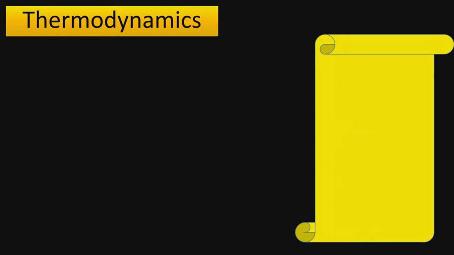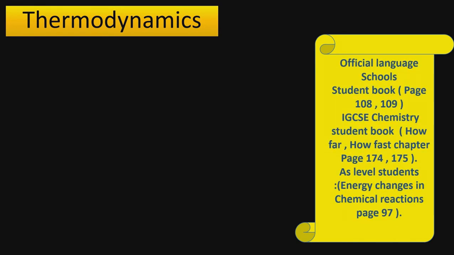The first lesson you will find in your student book, the government student book for the official schools, Egyptian official schools, المدارس التجريبية, on pages 108 and 109. For IGCSE students, you will find it in the How Fast chapter, on pages 174 and 175. For AS level students, you can find this lesson on page 97.